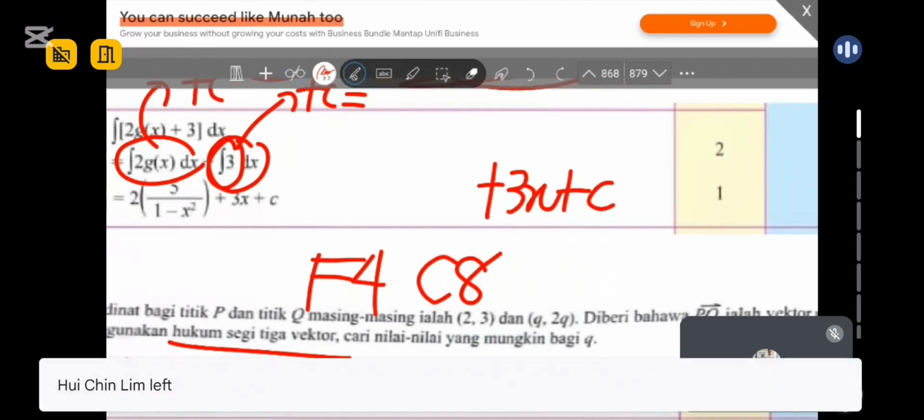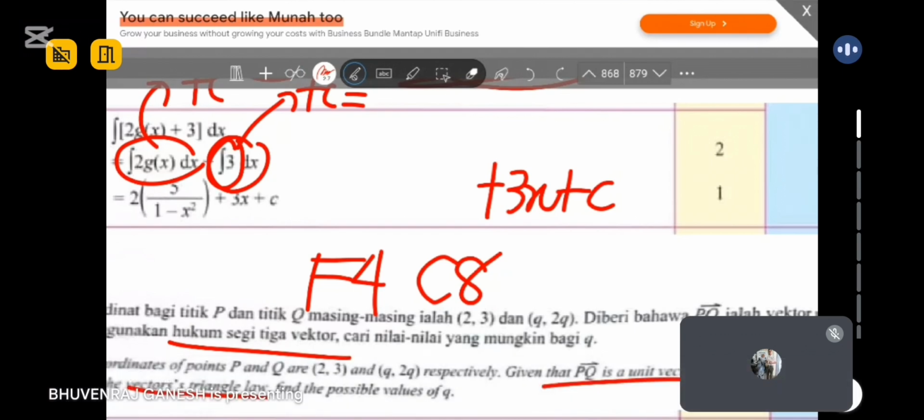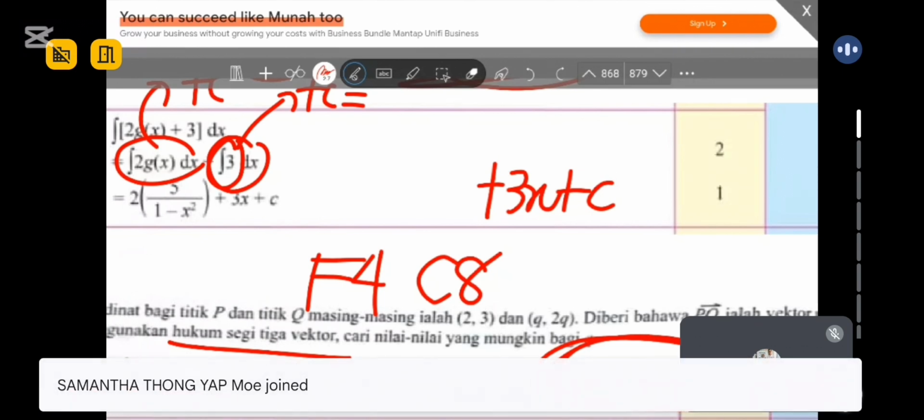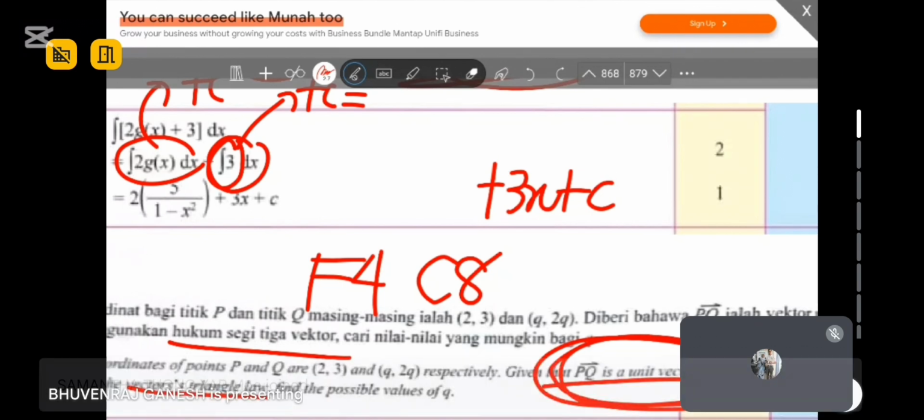They tell you PQ is a unit vector. So may I know unit vector means what, guys? Very important sentence. If you don't understand this, you cannot solve question 1. Tak faham yang ni, tak boleh proceed. So may I know, what is the equation you can form here, guys? Anyone? Think and see. Cuba fikir.